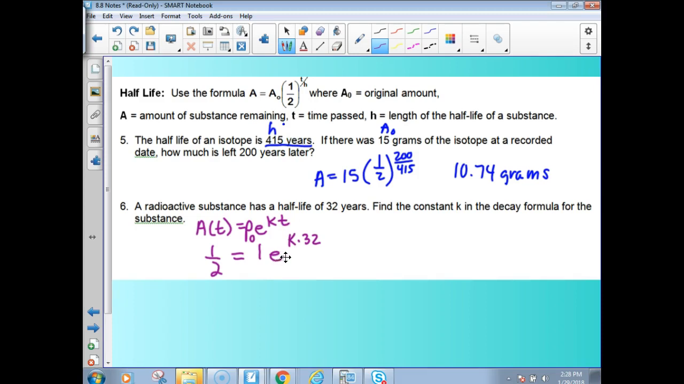Okay, so here we go. Take the natural log of both sides, which gives us the natural log of 1/2 equals 32K times the natural log of e, which is 1. Natural log of e is 1. So we can do the natural log of 1/2 divided by 32, and that'll give us our K value, to find the constant K.